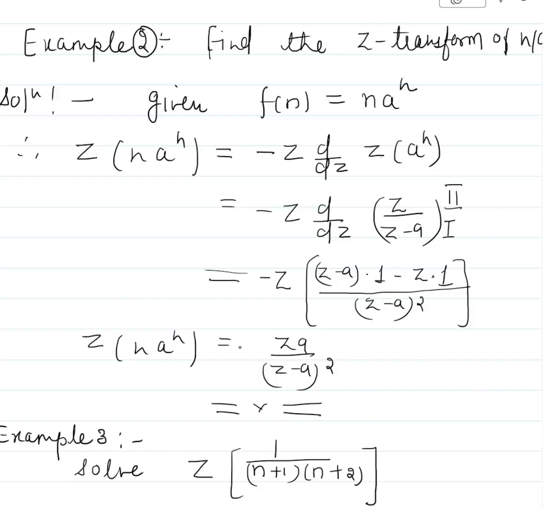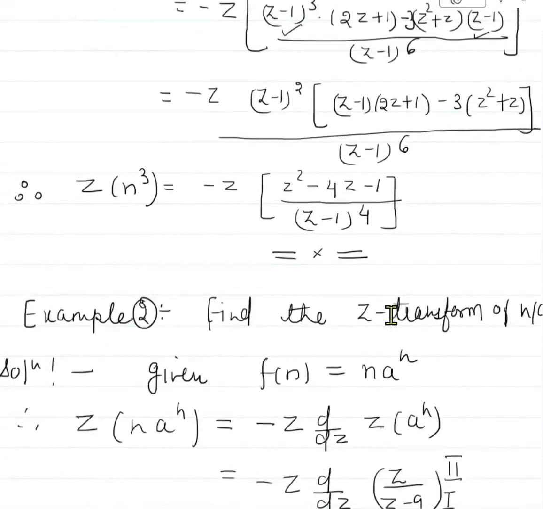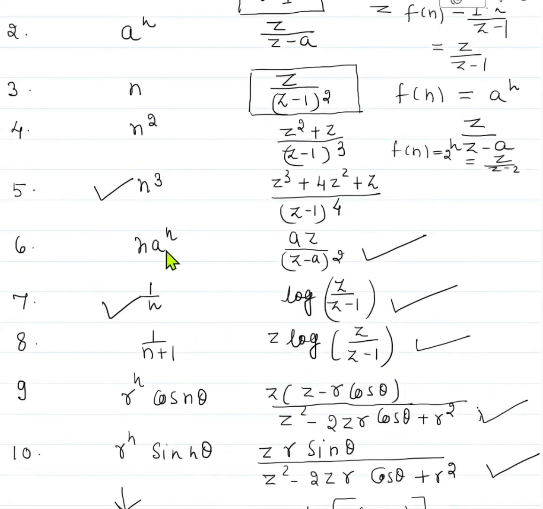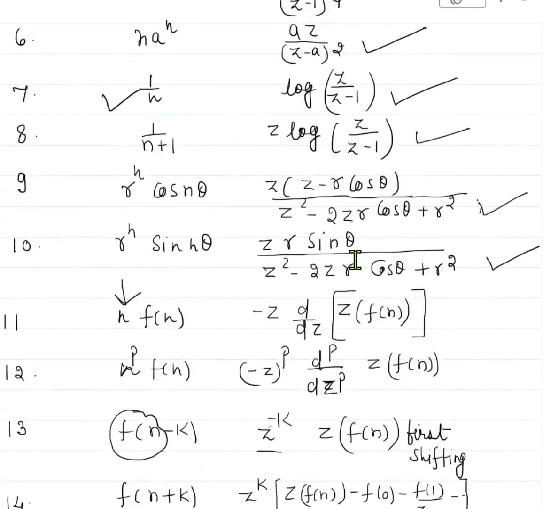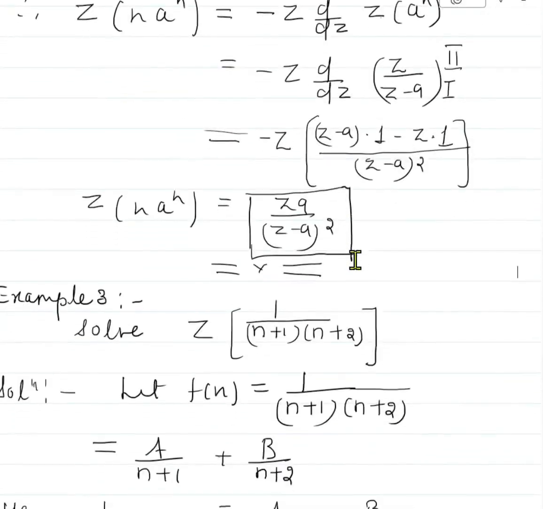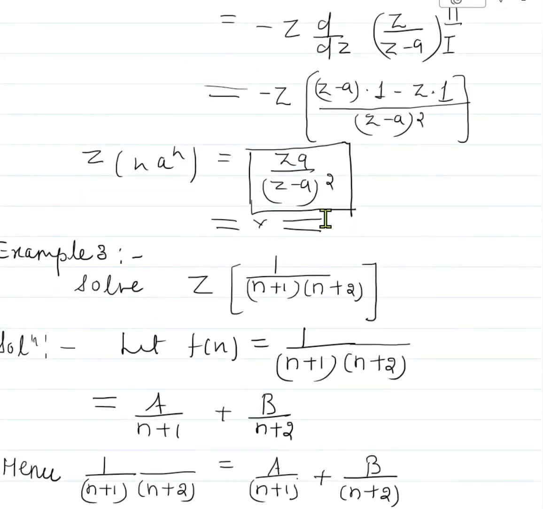So the same formula we have seen in the list. So this is a derivation of z transform of n a to the power n. You can check here the same formula we have written in the list. This one, n into a to the power n, the same formula az upon z minus a square. So this is the derivation of how we can find the formula in the list by using the z transform, za upon z minus a the square.